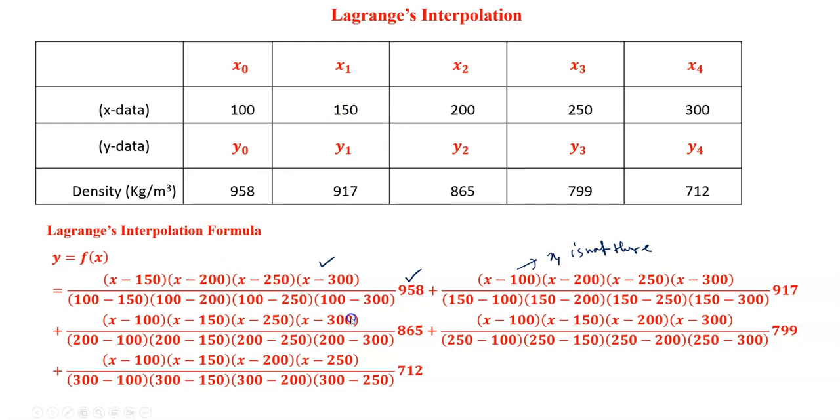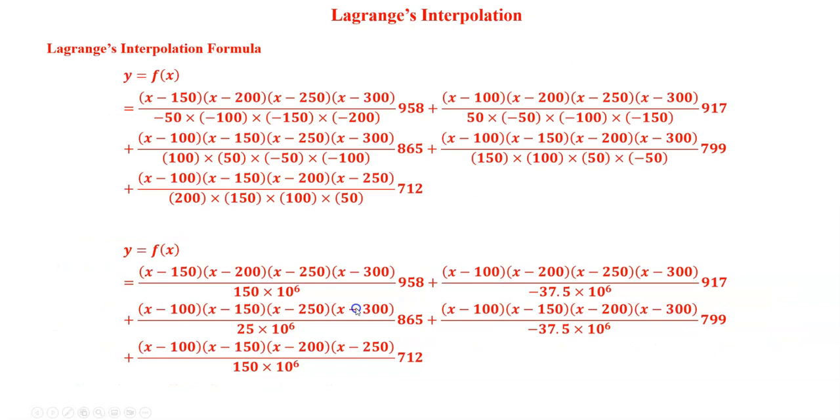Now if we calculate all this, ultimately we get the Lagrangian polynomial. The simplification is not easy, but we can do that. We have to multiply (x minus 150) and so on, five times. Then we can easily get the polynomial.